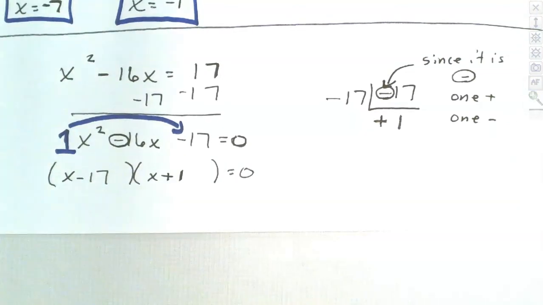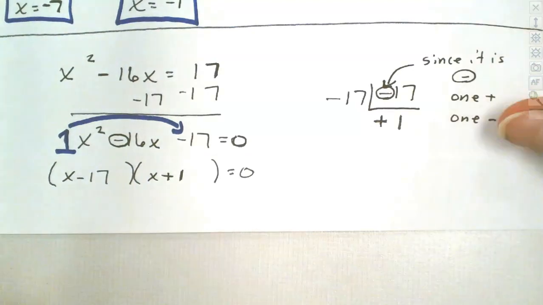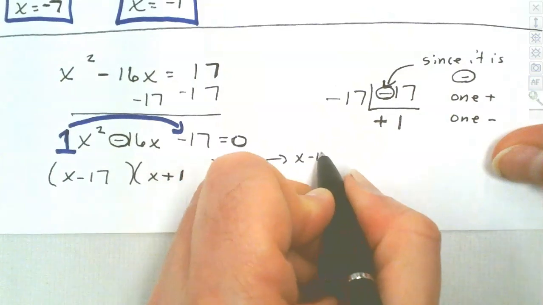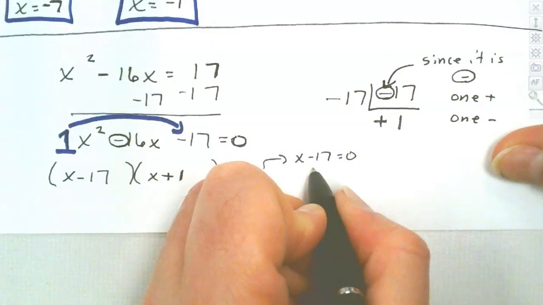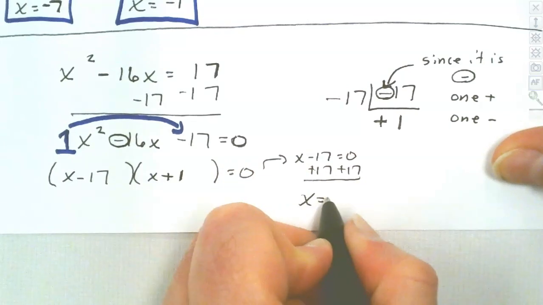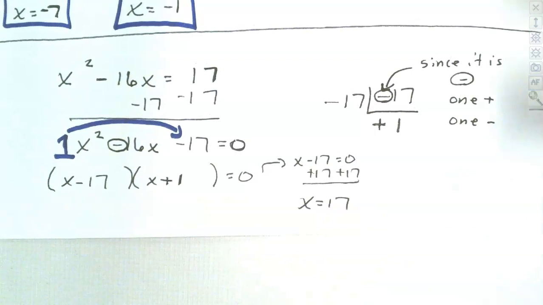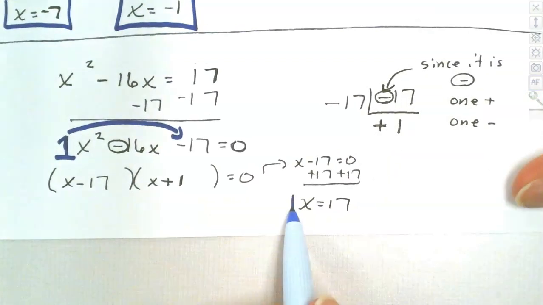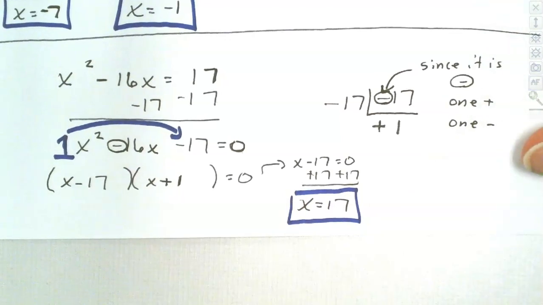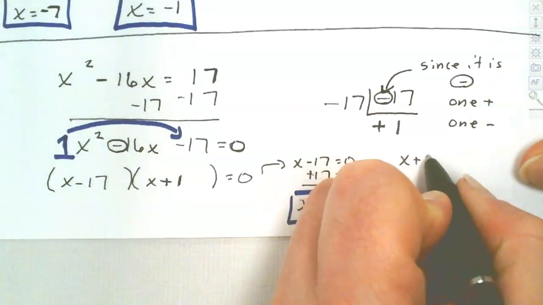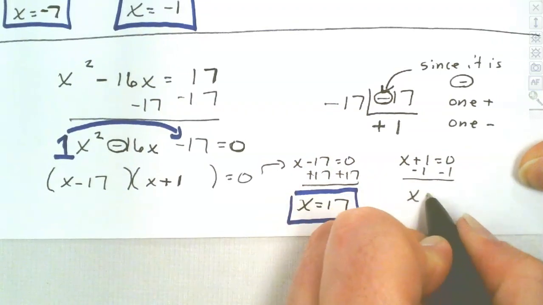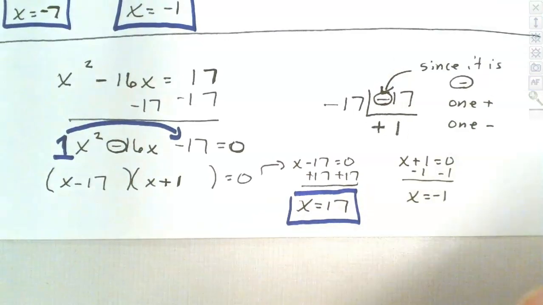So now we have it factored. Get our two answers, and what are they going to be? Well, they're going to be x minus 17 equals 0. Add your 17. So one solution is x equals what then? Positive 17. And what's our other solution going to be? Yep, negative 1. How do we get that? X plus 1 equals 0. Move that 1 over. So x equals a negative 1.